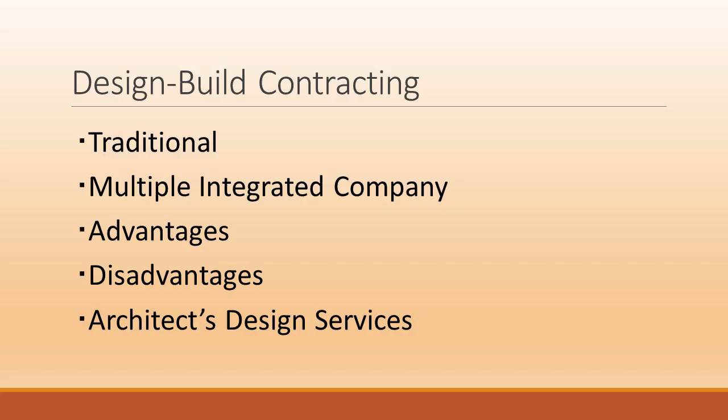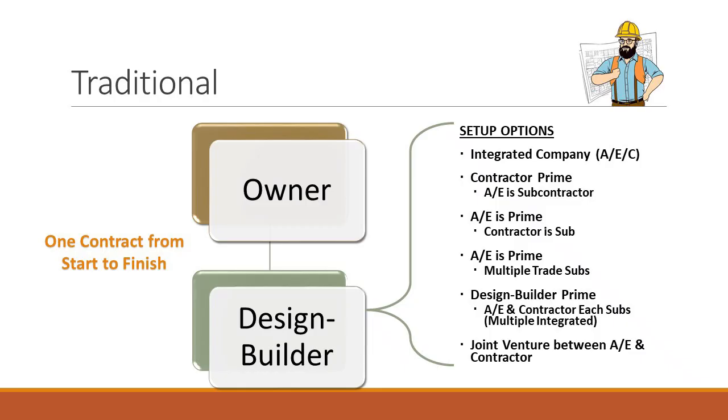Design build actually has a couple of different models. The first, most basic traditional design build model is an owner and a design builder. One stop. You don't have a triangle, it's just linear. I enter into one contract for you to design and build my space from the very beginning to the very end. That's the standard traditional design build, been around for 50 years. An integrated company is one method.